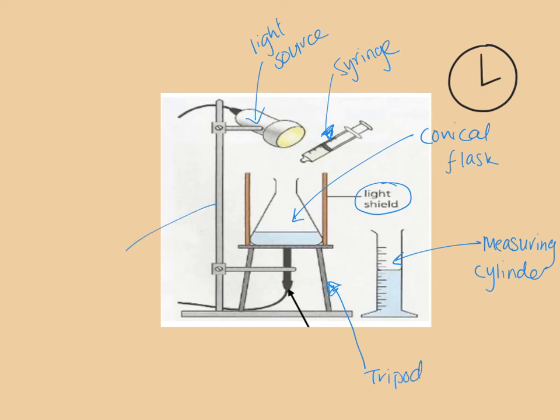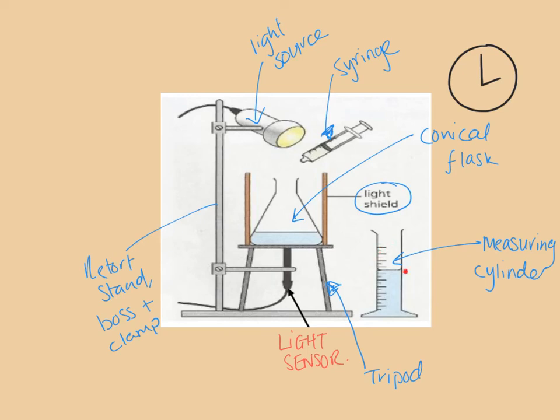And here we have got our retort stand, boss, and clamp. And we've got one more bit of equipment that you might not be able to quite recognise. Here underneath the tripod, being held in place by a clamp from the retort stand, this is a light sensor. So have a good look at the equipment, make sure that you understand what everything is.